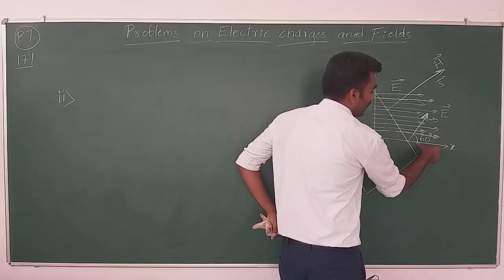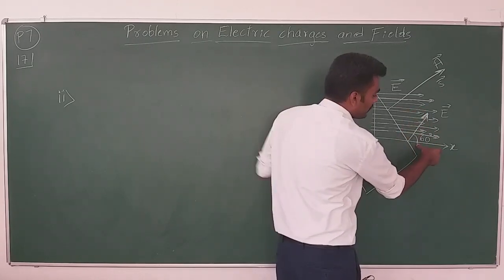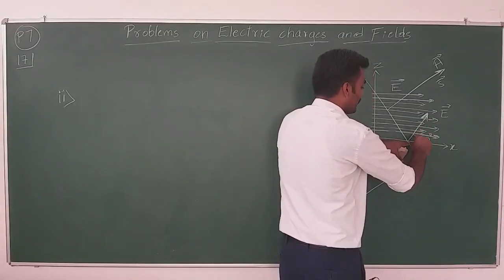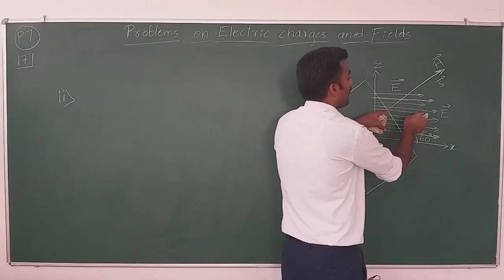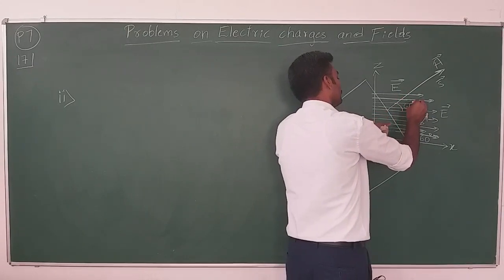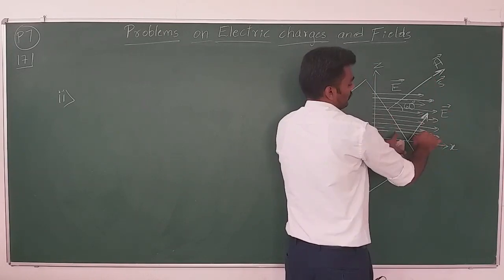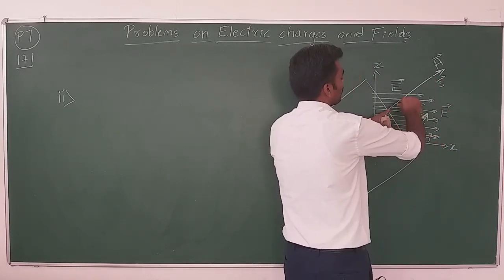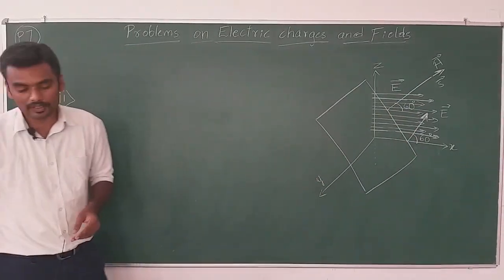The x-axis has the same direction as the electric field. So when the angle between the x-axis and the normal is 60 degree, the angle between E, the electric field, and the surface area will also be 60 degree itself, because this is parallel to this. Obviously the angle between them is equal to the angle between the electric field and the surface.